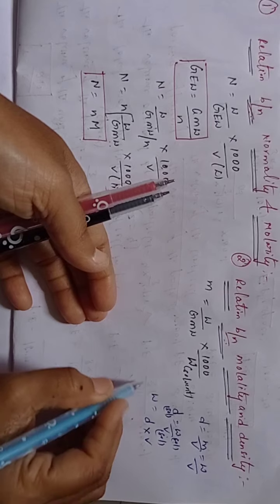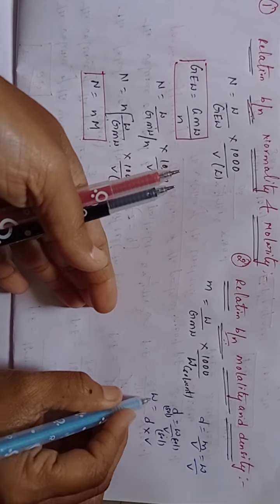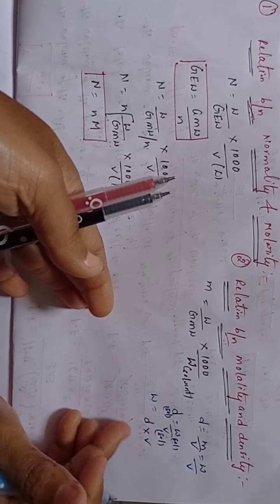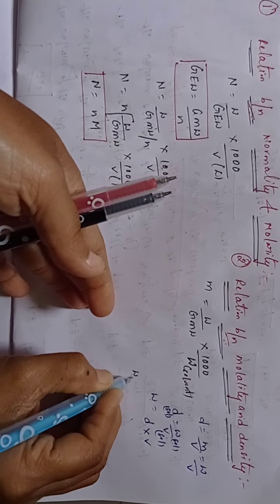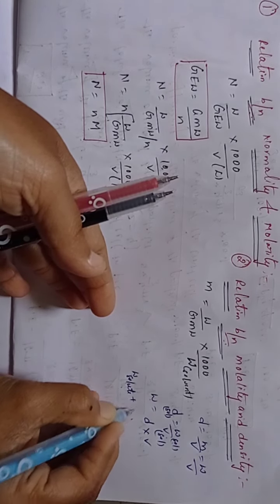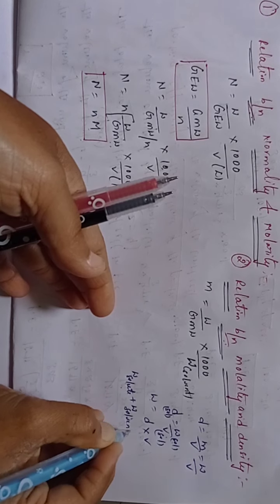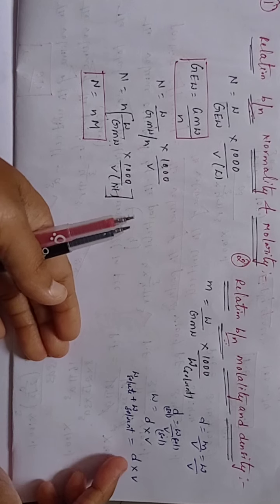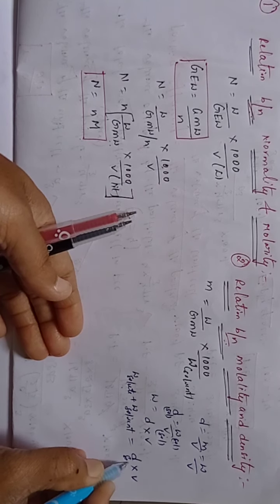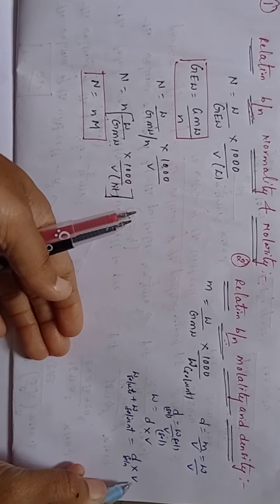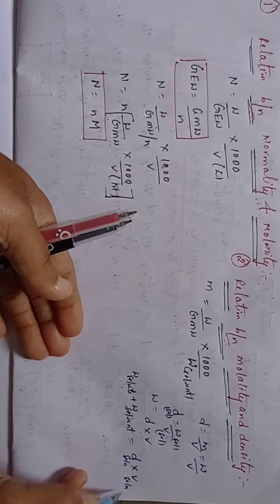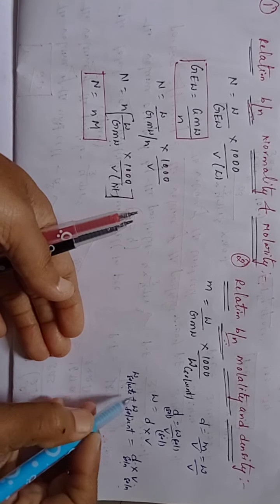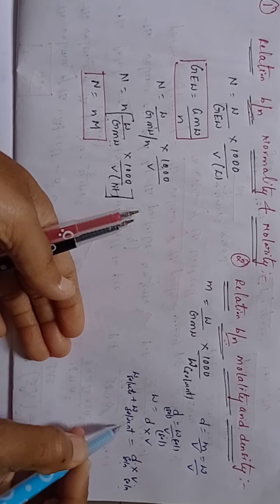So W, I am taking here as the solution weight. Solution weight is equal to solute weight plus solvent weight. Clear this one. So the weight of the solute plus the weight of the solvent is equal to density into volume. This is the density of the solution and the volume of the solution. This is the weight of the solution, which we are writing as solute plus solvent.